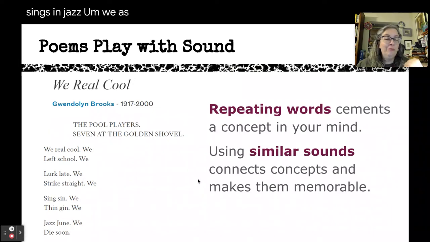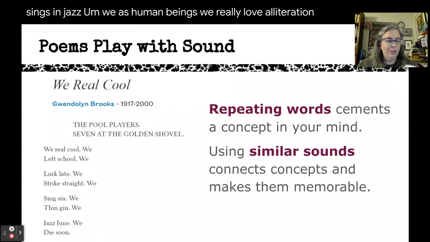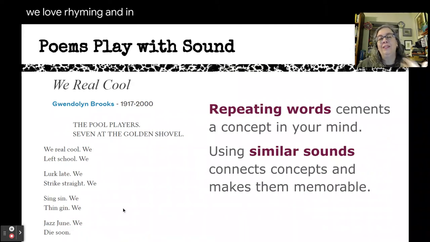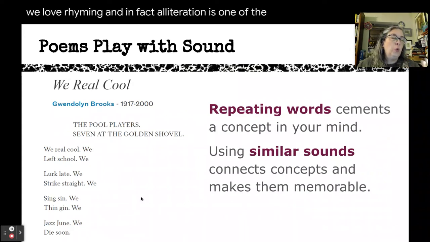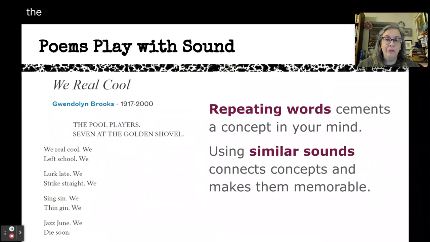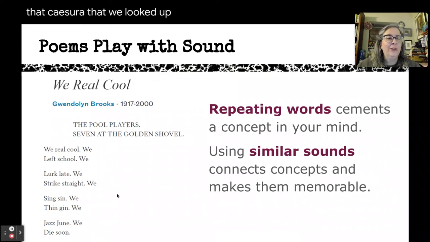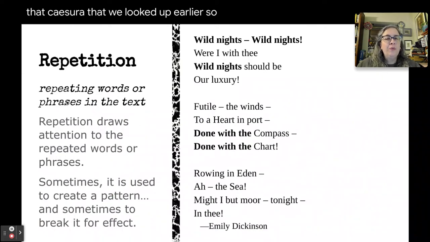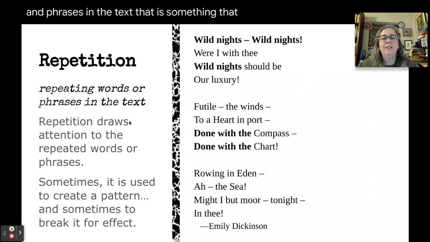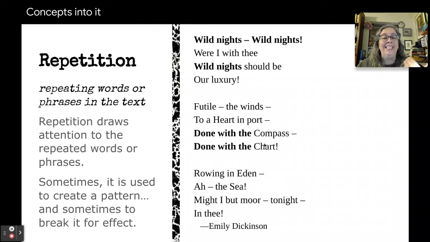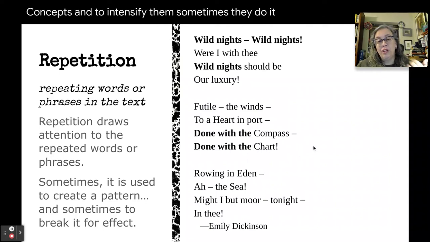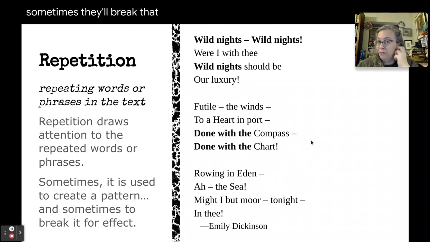We as human beings really love alliteration almost as much as we love rhyming. In fact, alliteration is one of the oldest tricks we have in the poetry book. Alliteration was a key factor of Anglo-Saxon poetry, along with that caesura that we looked up earlier. With repetition, with repeating words and phrases in the text, poets draw attention to concepts and intensify them. Sometimes they do it to create a pattern, and sometimes they'll break that pattern for effect.